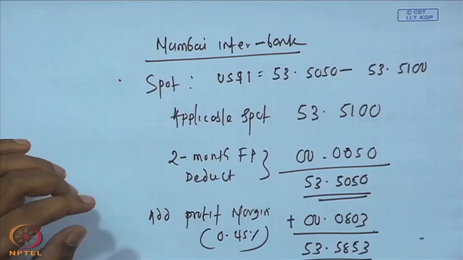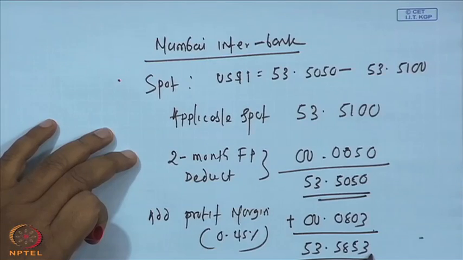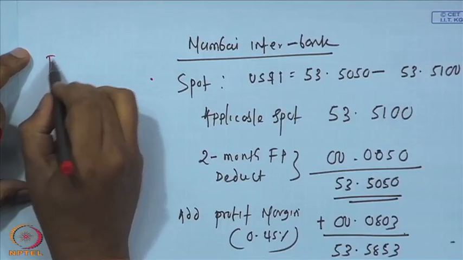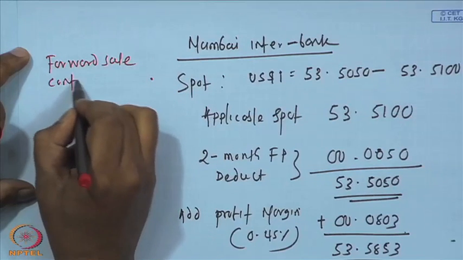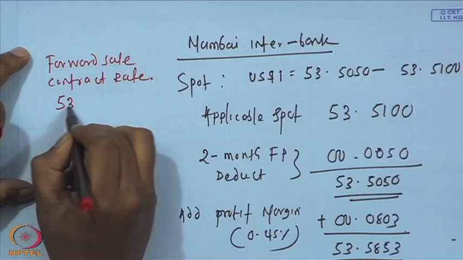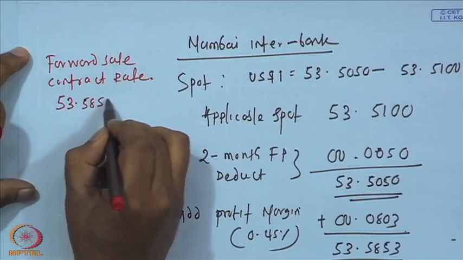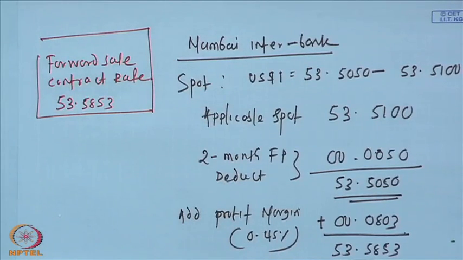What does it mean? The importer will get dollar from the authorized dealer at the rate of 53.5853 after 2 months. So, what is the forward sale contract here? The importer buys a contract. So the forward sale contract rate for 2 months will be 53.5853.